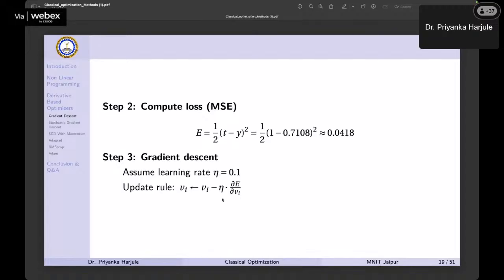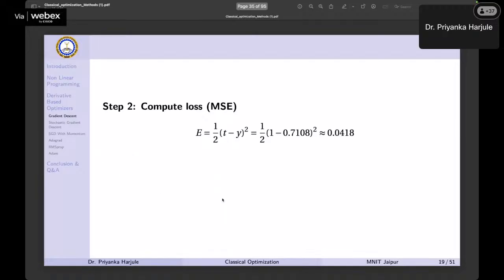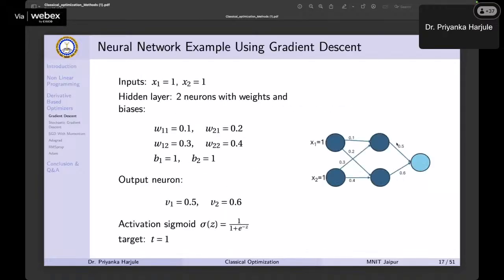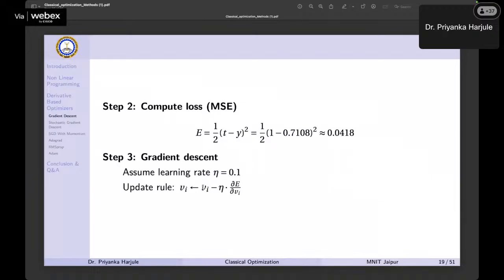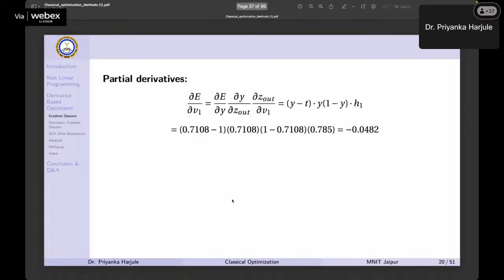Now we want to train this neural network by first training this set of weights, that is V1 V2, and then secondly training these set of weights. So we will use gradient descent for that. The update rule for gradient descent is that V i plus 1 will be updated using Vi minus eta times the gradient of error with respect to Vi. So what that will be, we will use the chain rule.